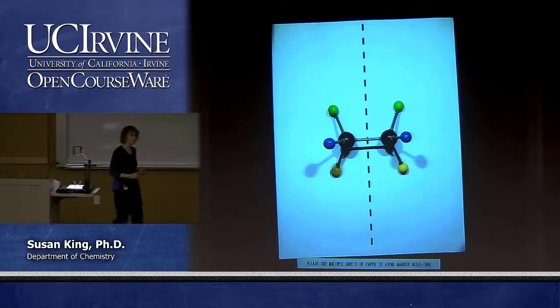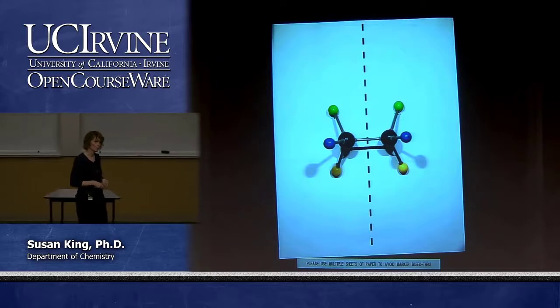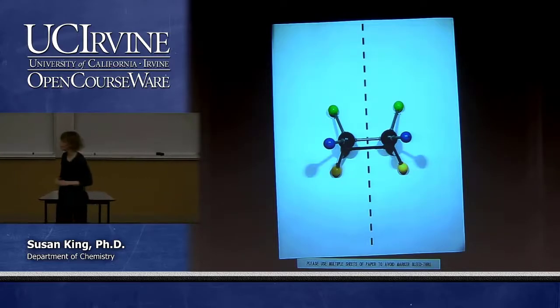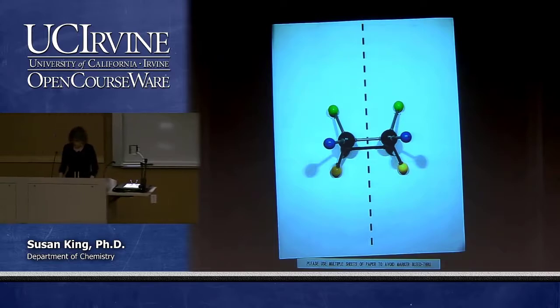Can you show the butane with the flames intersecting the model? I don't have butane, but you can come to my office and we'll look at it. Okay? I don't have butane with me. All right.